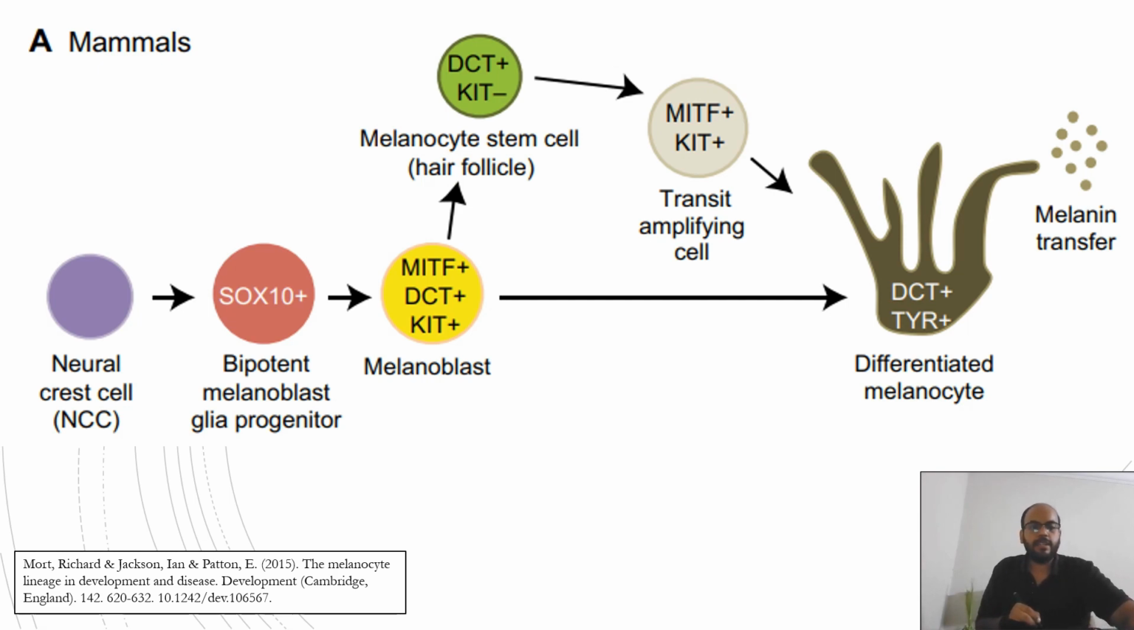So here in mammals, the neural crest cell is actually a sort of stem cell, and this can modify into two different lineages. You have a stem cell, and this can either be a melanocytic lineage or a neuronal lineage. So neural crest cells modify into a bipotent melanoblast glia progenitor. So you have the melanocytic lineage and you have the neuronal lineage.